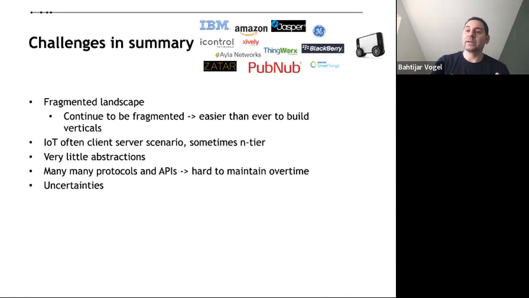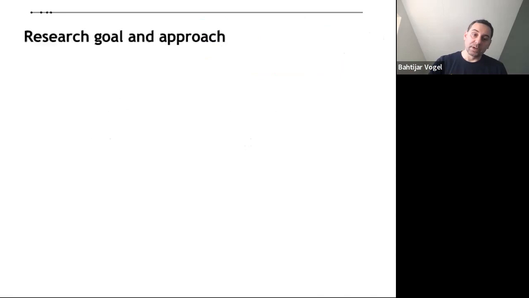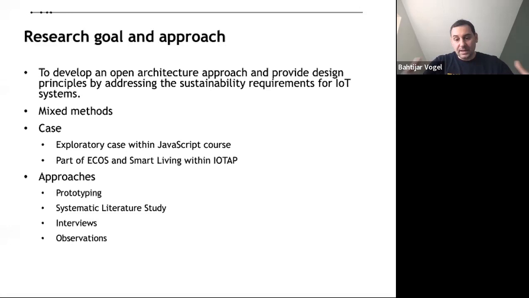There are many, many protocols and APIs, and it's often very hard for the developer to maintain over time. And as I mentioned, the uncertainties are also there. So reflecting on my research goals from before, the aim of my personal research and the research center here is to explore the openness aspects from the software engineering perspective and provide some design principles, because we believe companies can utilize these design principles to address the concerns that we are raising in this presentation.